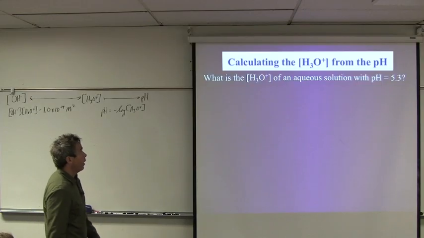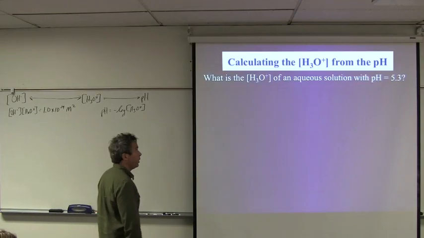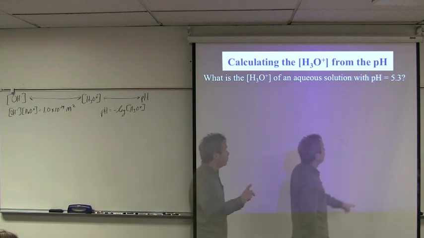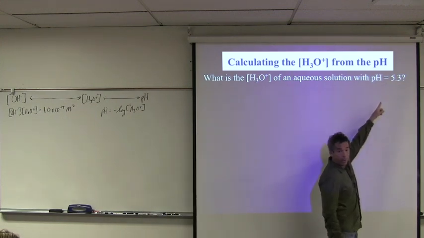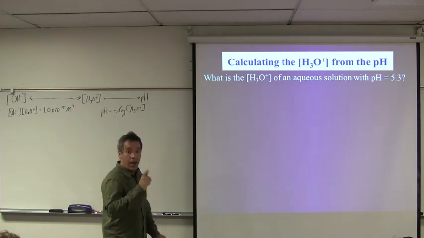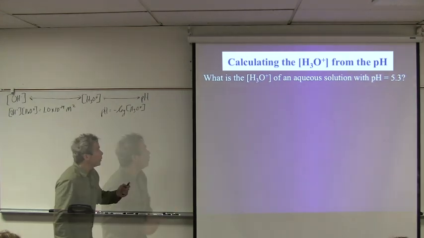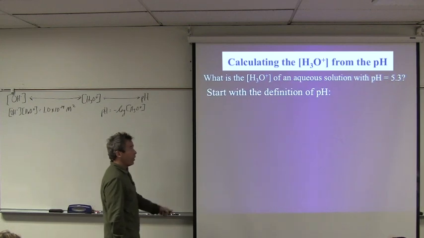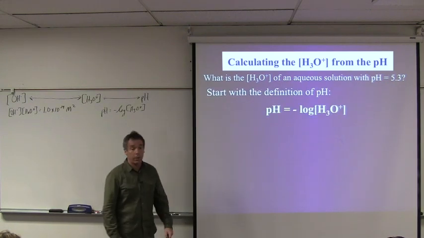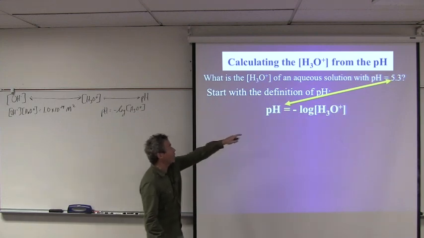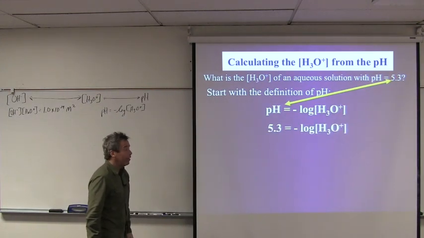What is the hydronium ion concentration of an aqueous solution with pH equals 5.3? How many significant figures are in that number? 1. So, how many significant figures are there going to be in the answer? 1. So how do we do this problem? Let's start with our definition of pH. There's our definition of pH. You're given the pH 5.3, so I'll put that in there.